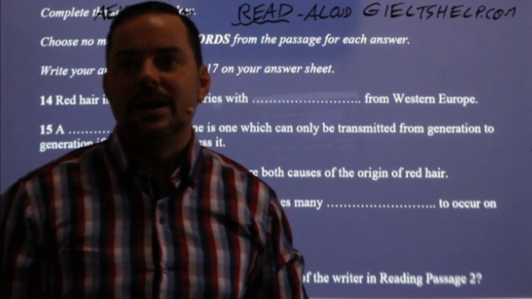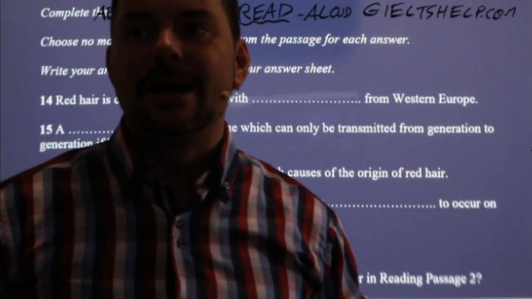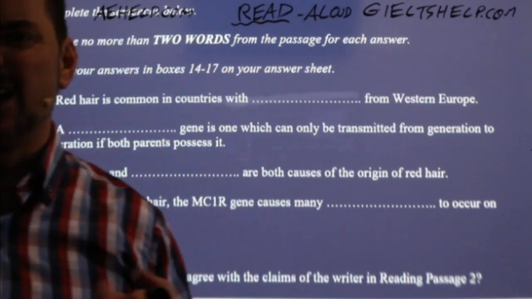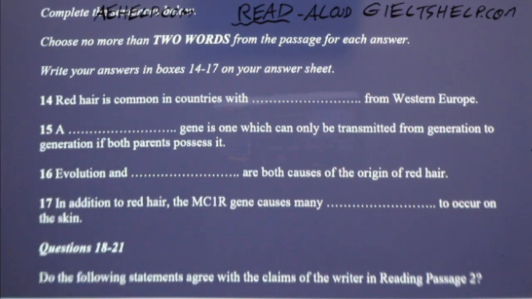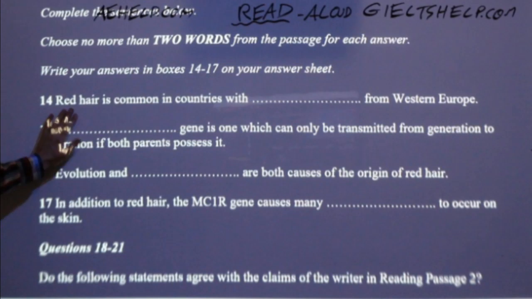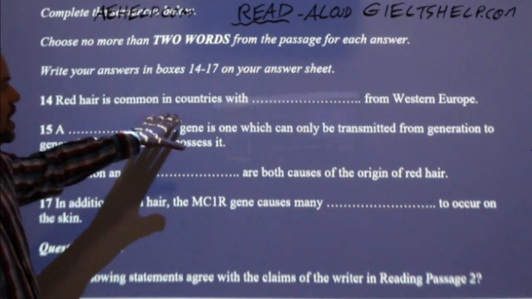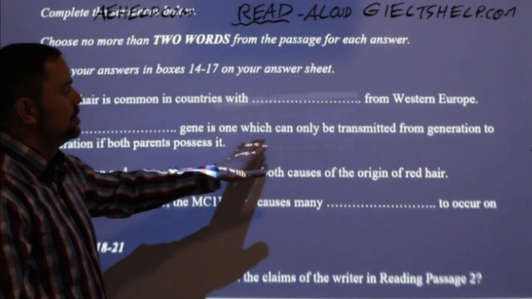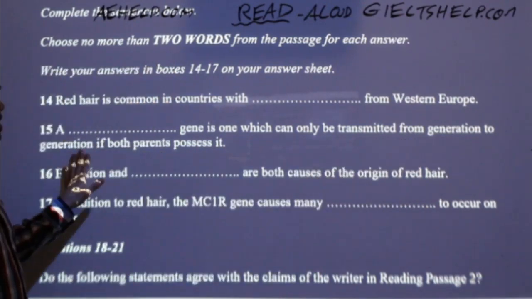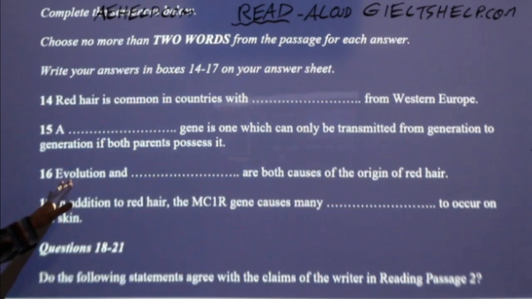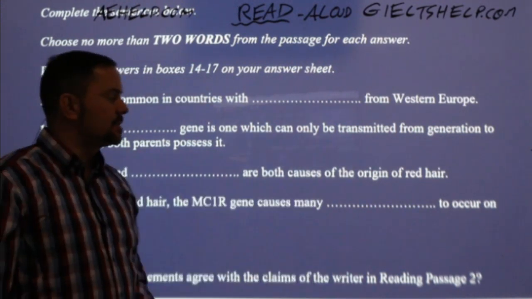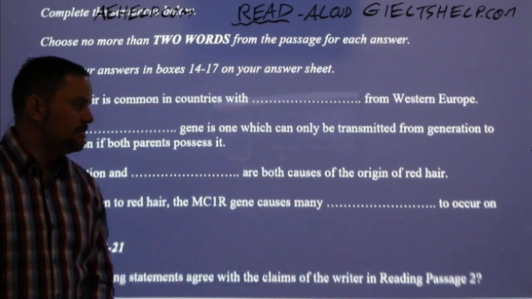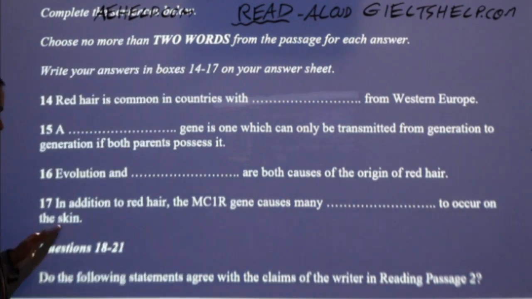Alexander's asking, when we say red, do we mean ginger or red like really red? No, we mean like ginger, Alexander. Red hair, we mean like kind of that orangey color. Okay? All right, here we go. Let's read this together. Repeat and read after me. Red hair is common in countries from Western Europe. A gene is one which can only be transmitted from generation to generation if both parents possess it. Evolution and are both causes of the origin of red hair. In addition to red hair, the MC1R gene causes many to occur on the skin.